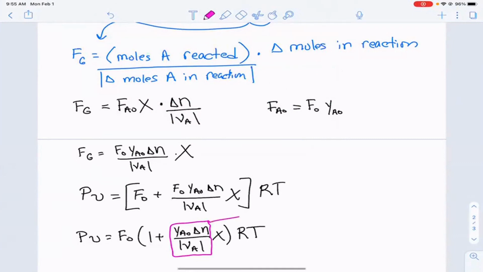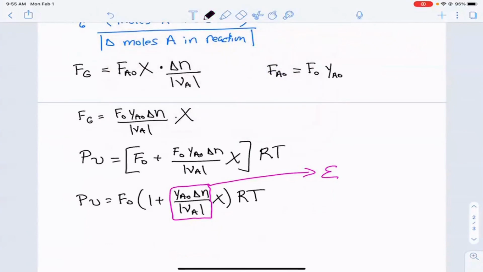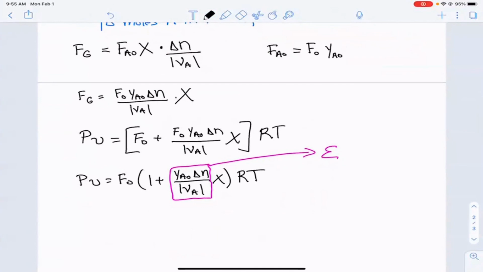But that is given a symbol in our book. It's given the symbol epsilon. I know this might be confusing because this is the symbol that the Thermo 2 book gives for the extent of reaction. So I'm sorry about that. So that's going to be floating around here a little bit. So epsilon, we're going to define essentially as this factor that relates the initial mole fraction, delta N, and the stoichiometry of A. And we're going to get this final expression that PV is equal to F0 times 1 plus epsilon x, not extent of reaction, times RT. Okay?